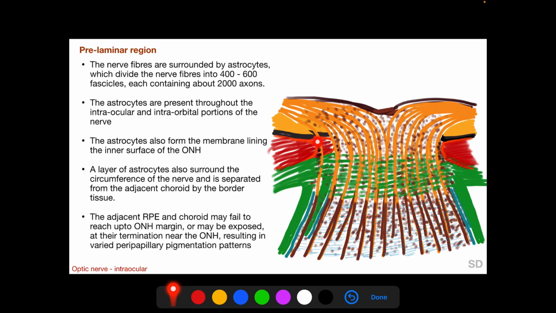A layer of astrocytes also surrounds the circumference of the nerve and is separated from the adjacent choroid by the border tissue. As a variation, the adjacent RPE and the choroid may fail to reach up to the ONH margin, or may be exposed at their termination near the ONH, resulting in varied peripapillary pigmentation patterns.